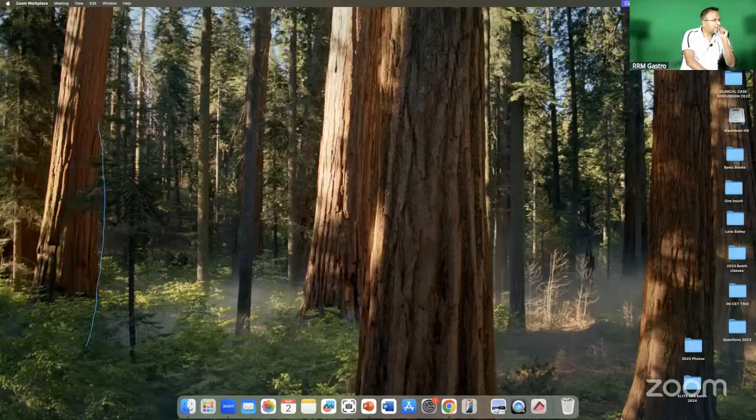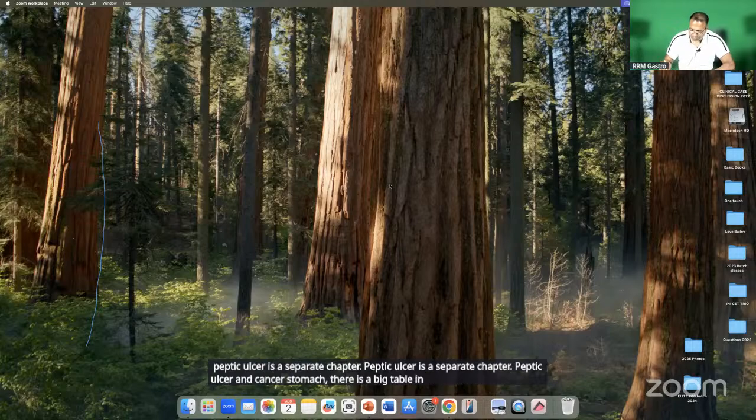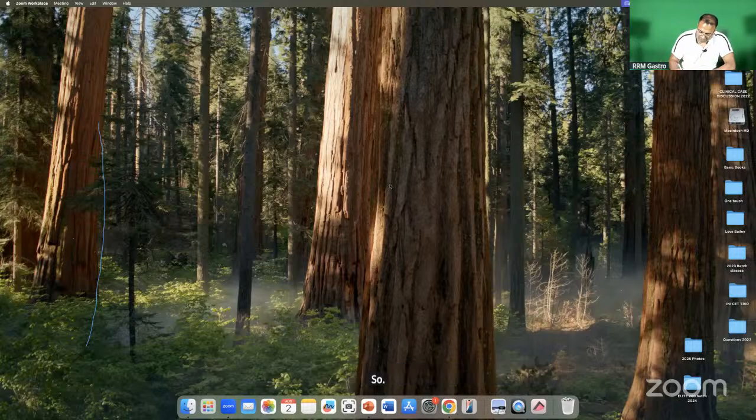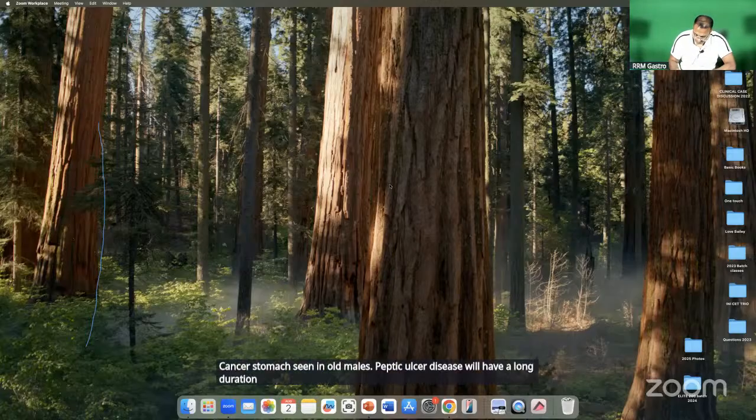So gastric cancer and peptic ulcer overall points: peptic ulcer is a separate chapter. For peptic ulcer and cancer stomach, there is a big table in our long case book. You can see that, for peptic ulcer disease causing GOO versus cancer stomach causing GOO. So this starts from history. Peptic ulcer is common in young males. Cancer stomach is seen in old males. Peptic ulcer disease will have a long duration of symptoms. Cancer stomach will have a short duration of symptoms.